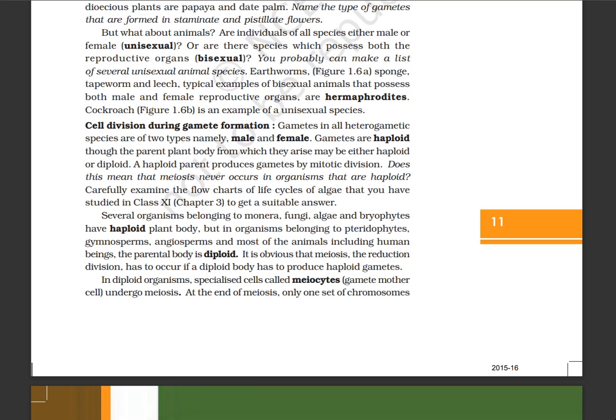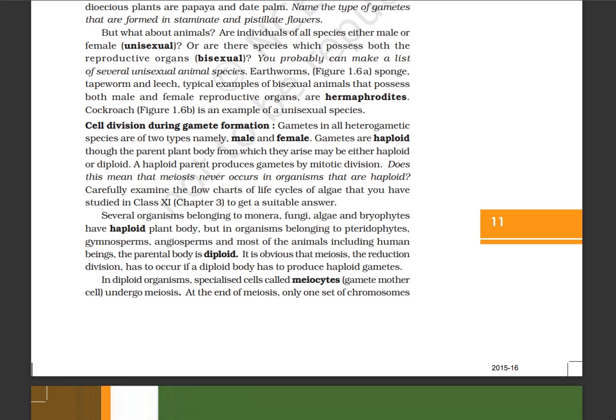Cell division during gamete formation. Gametes in all heterogametic species are of two types, namely, male and female. Gametes are haploid though the parent plant body from which they arise may be either haploid or diploid. A haploid parent produces gametes by mitotic division. Does this mean that meiosis never occurs in organisms that are haploid?